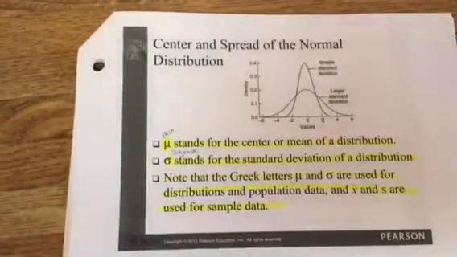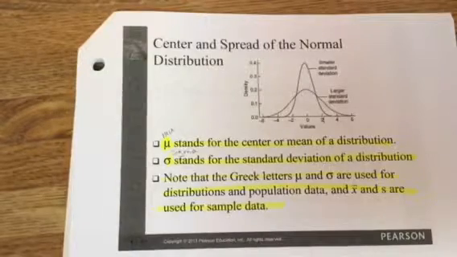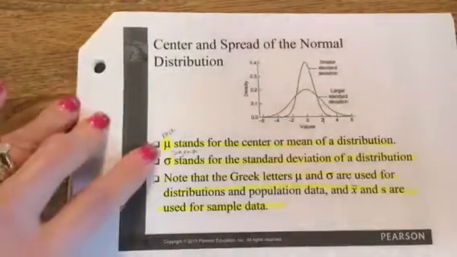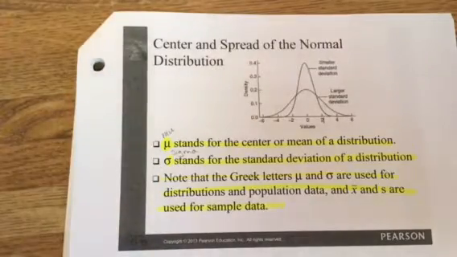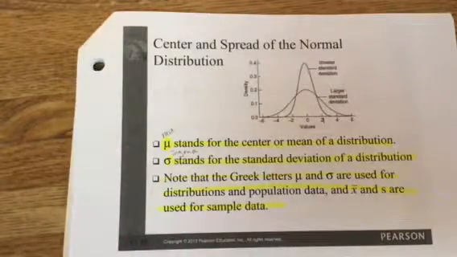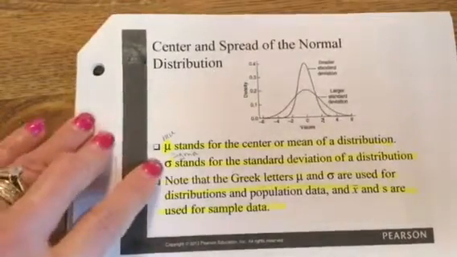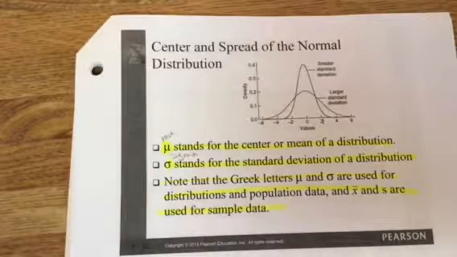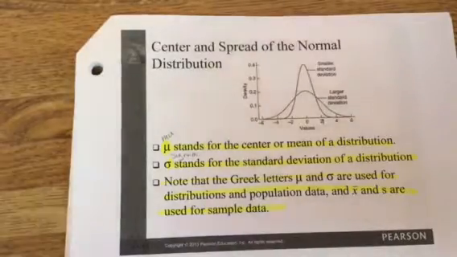Center and spread of a normal distribution. If you have a smaller standard deviation, it's going to be taller. If you have a larger standard deviation, it's going to be shorter. They use that U-looking thing that is called mu. What that stands for is the center, or the mean, of the distribution. Then they use this sigma. What that stands for is the standard deviation of the distribution, the spread of your distribution. Note that the Greek letters mu and sigma are used for distributions and population data. X bar and s are used if there's a sample.